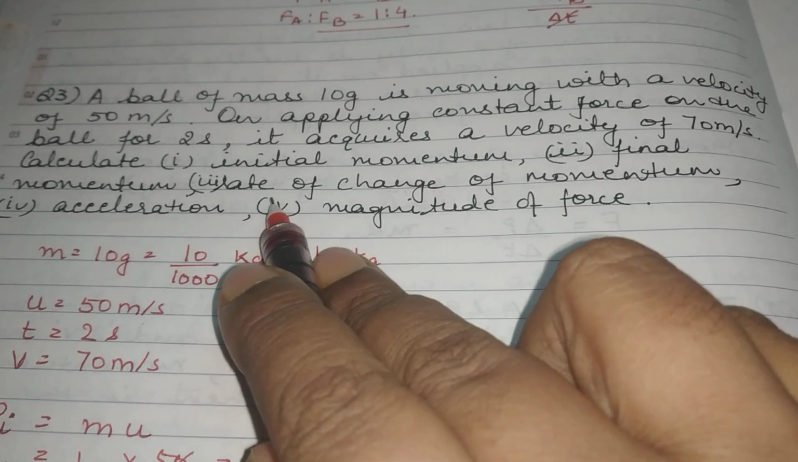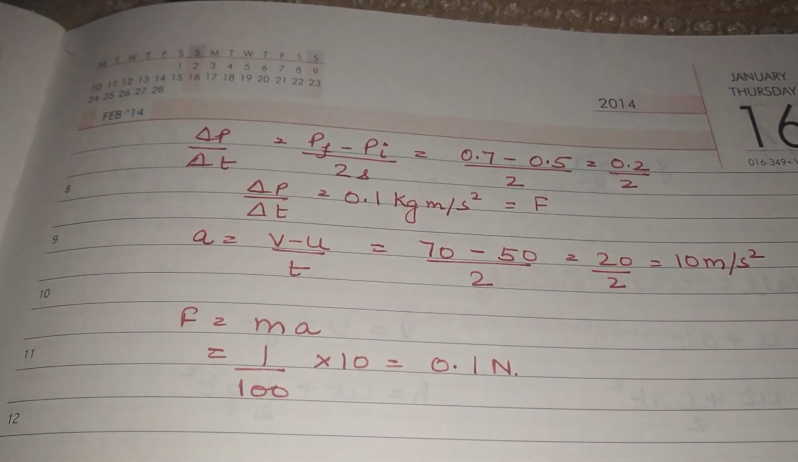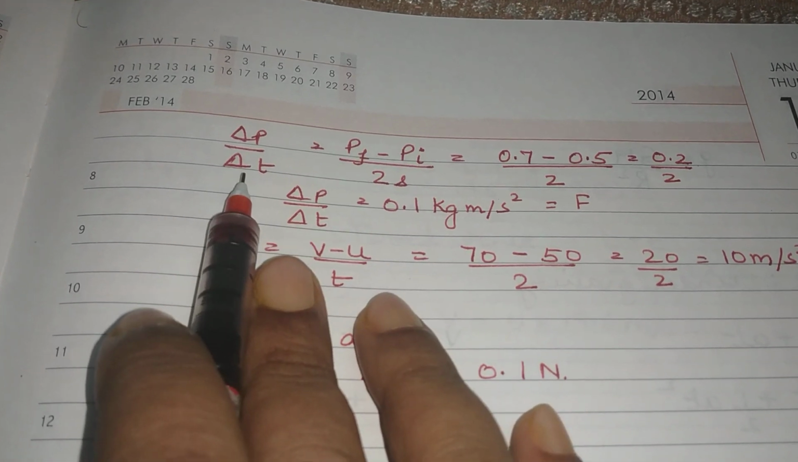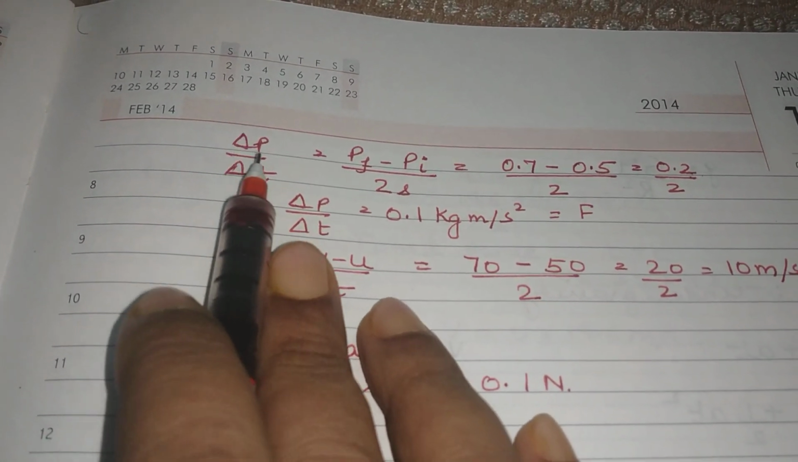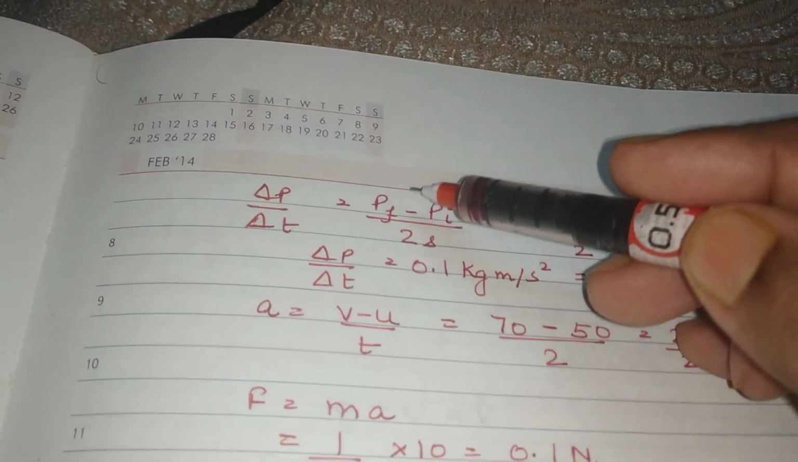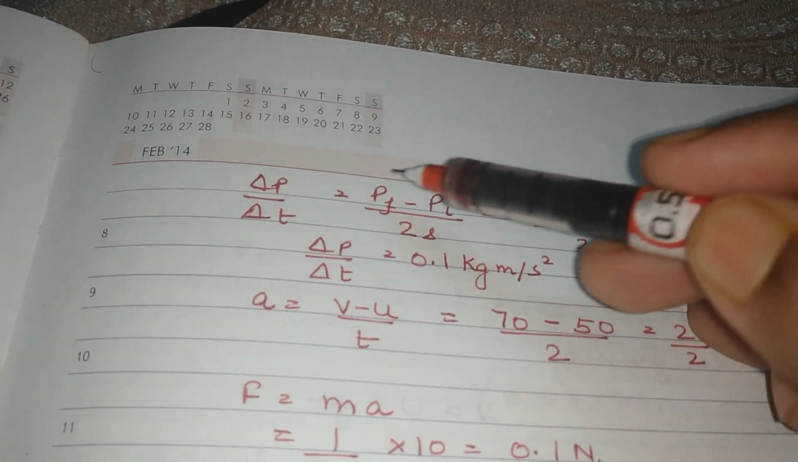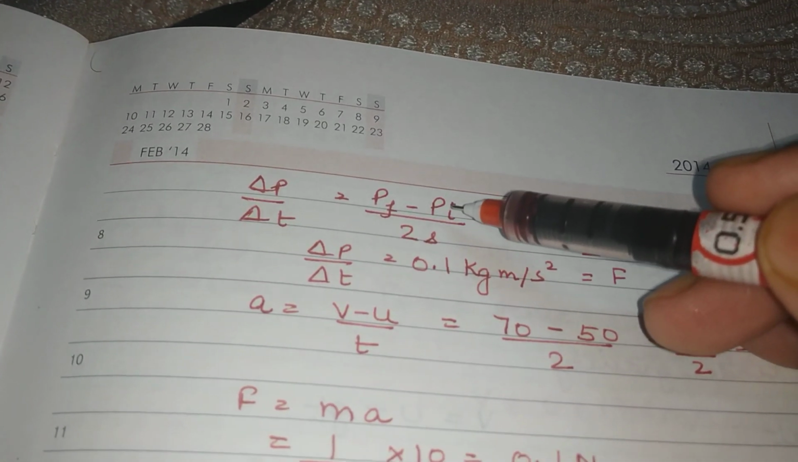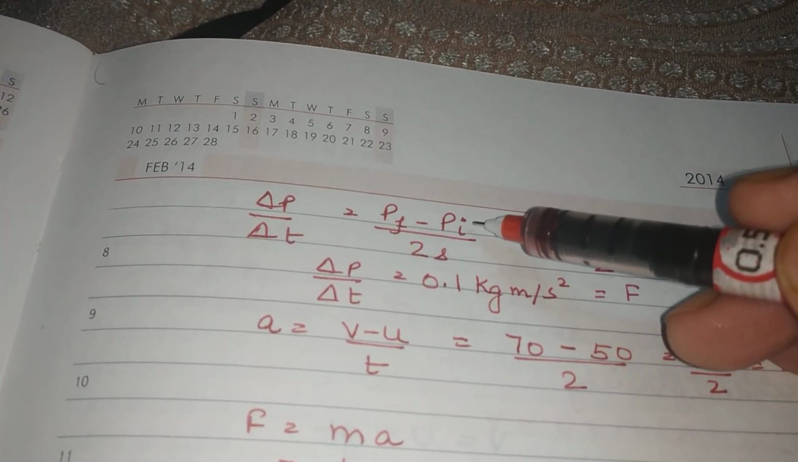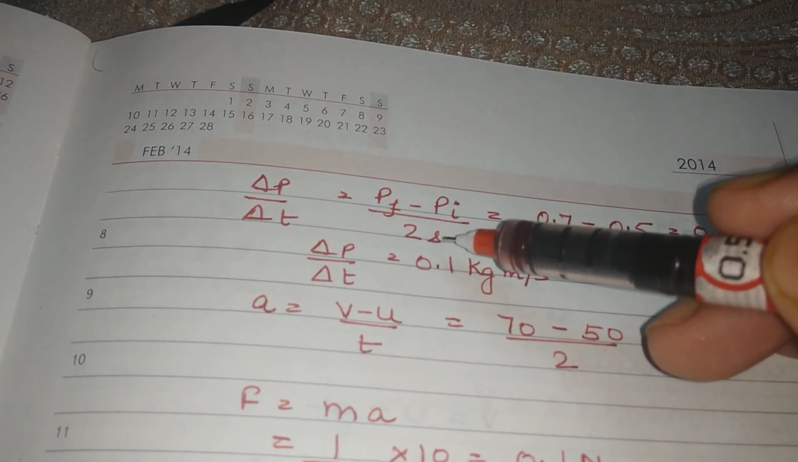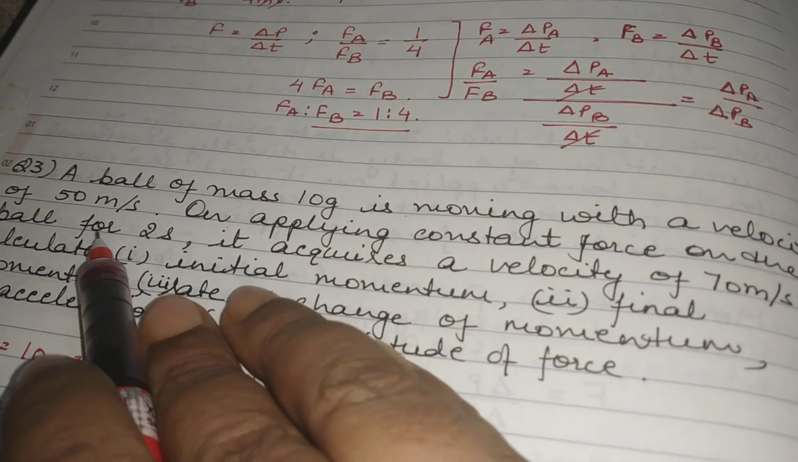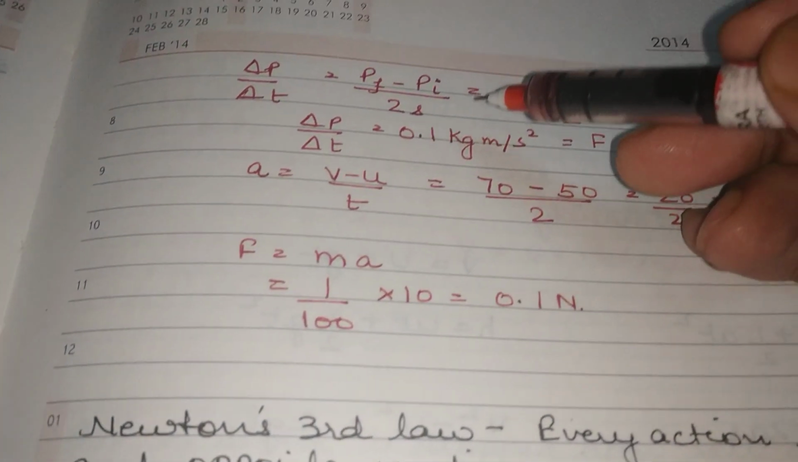Third part is find rate of change of momentum. So how do you find rate of change of momentum? Rate of change of momentum is delta P upon delta T. I have told you, and you must be knowing also, that delta is the difference. So first of all, we'll find the difference between initial and final momentum. Always final minus initial, that is what we do. So P_f minus P_i divided by 2 seconds. This is the given value in the question, that a constant force is applied on the body for 2 seconds. So here we will put the value 2 seconds.